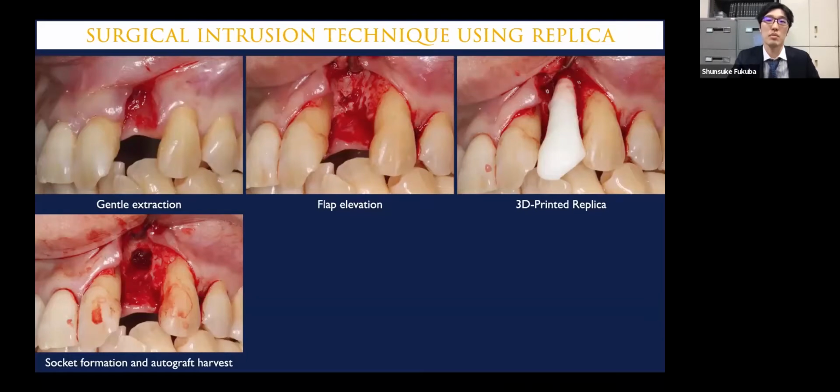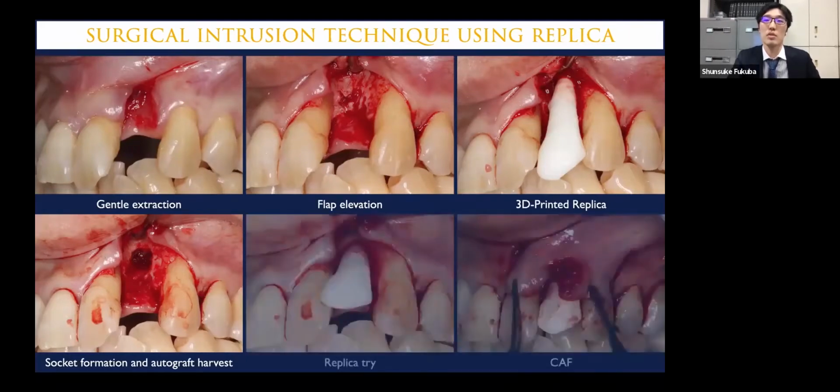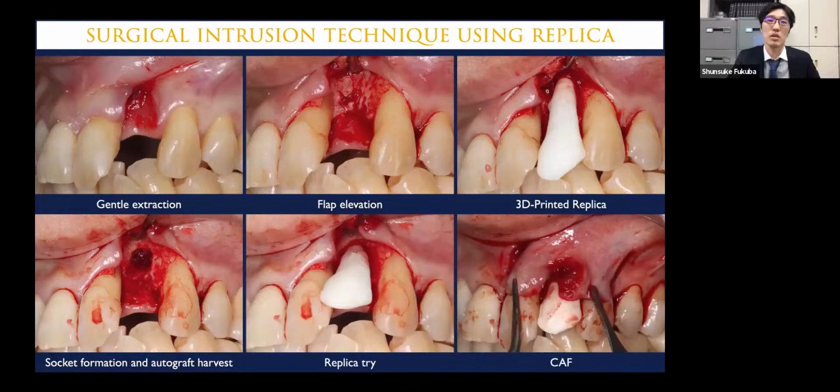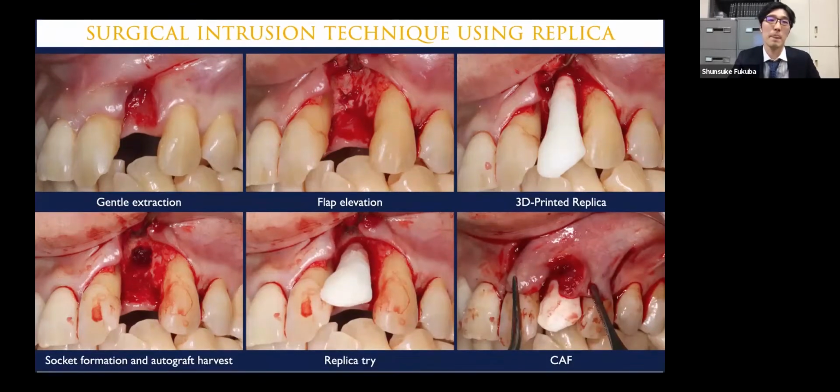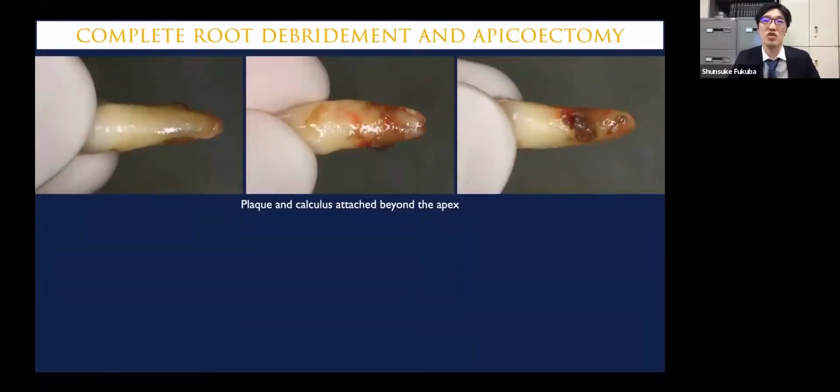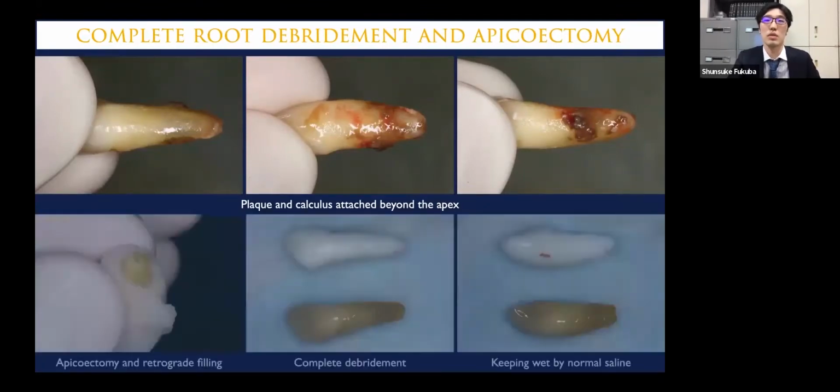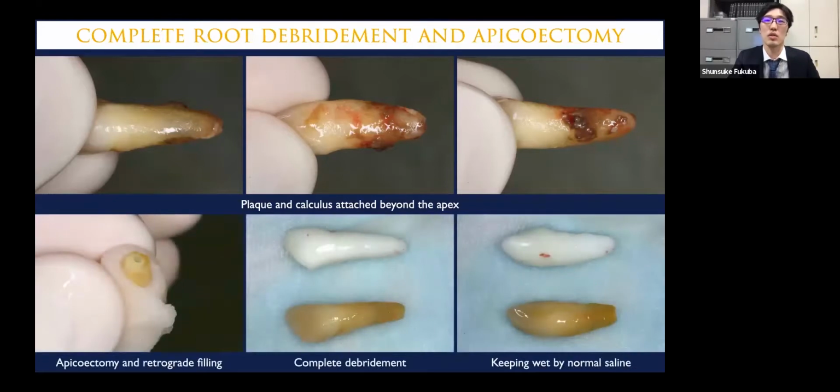The tooth replica, manufactured by 3D printer, was tried to check the depth and direction of the socket. The vertical incision was performed for the coronally advanced flap intended for the tensionless suture. You can see the extracted tooth was covered with plaque and calculus. After the complete debridement, using the ultrasonic scaler under the microscope, apicoectomy and the retrograde filling of the root canal were performed. Through all the procedures, the root surface was kept wet with normal saline.